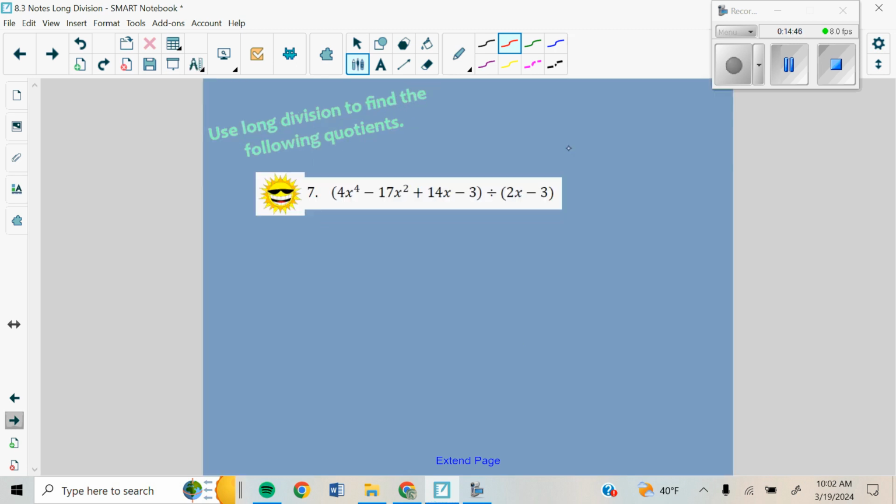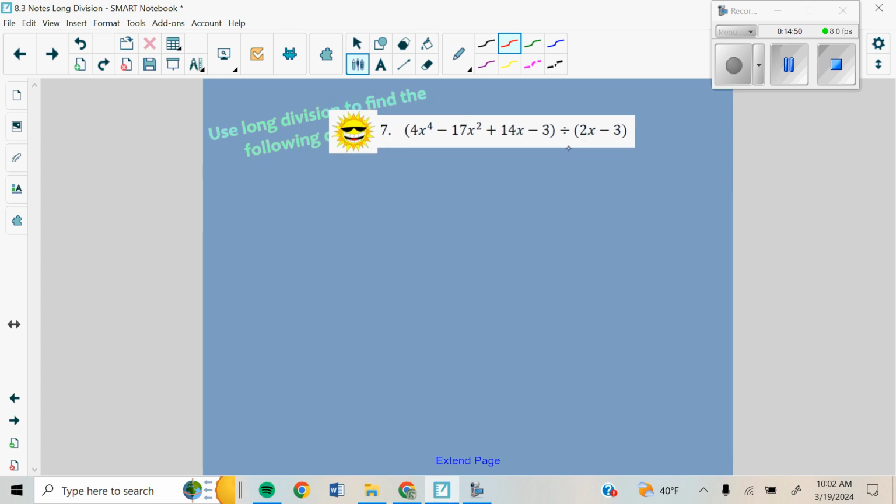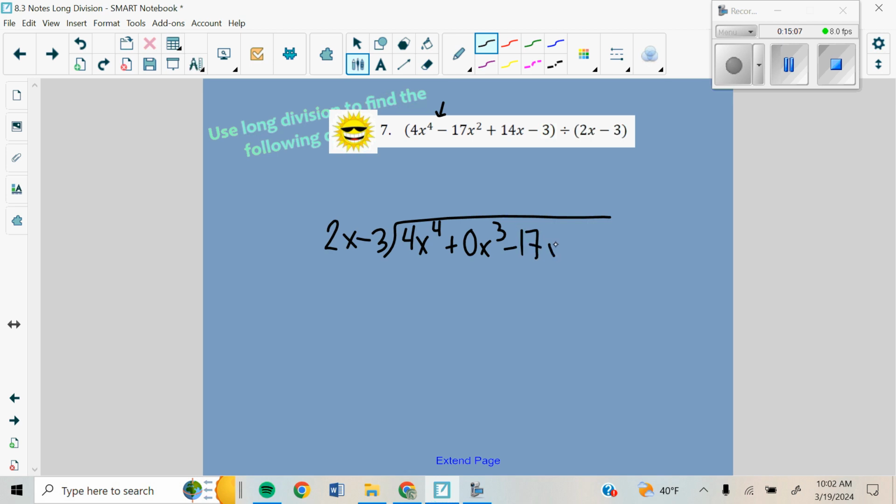Let's go ahead and look at our last problem here. I want to set it up with you. We're going to put our 2x minus 3 on the outside. Now I do have some placeholder that I need to put in here. So 4x to the fourth plus 0x cubed. That negative stays with the 17x squared plus 14x minus 3.